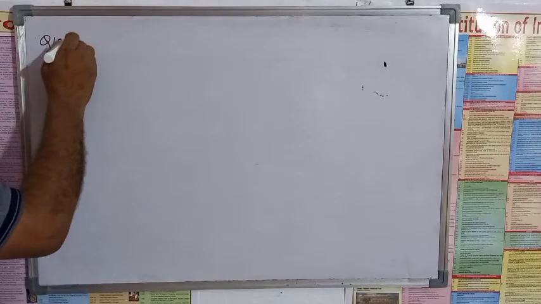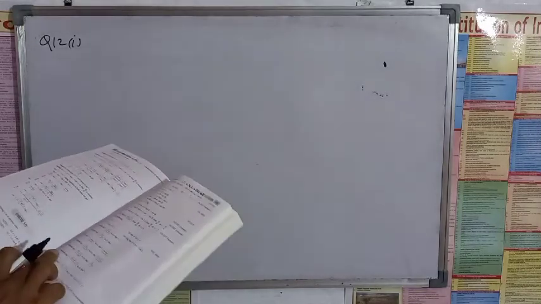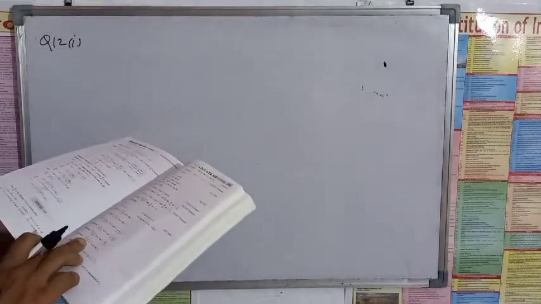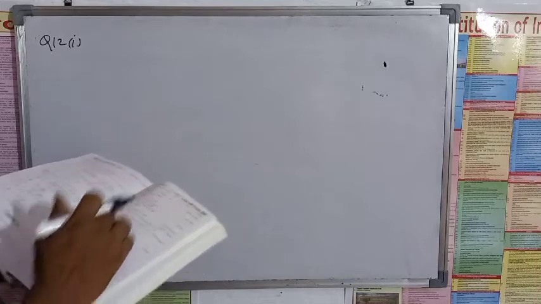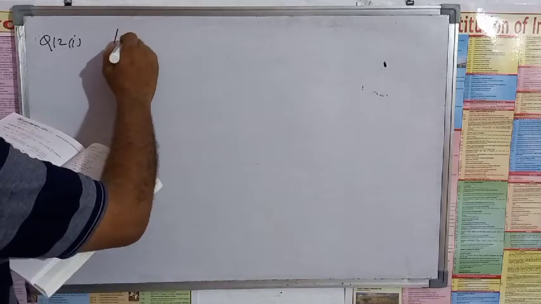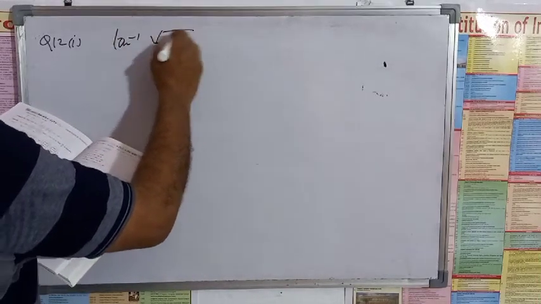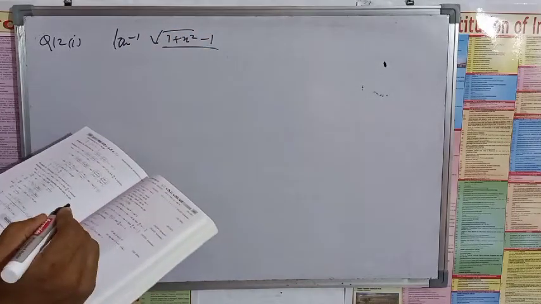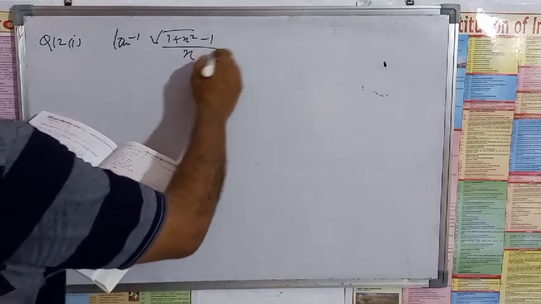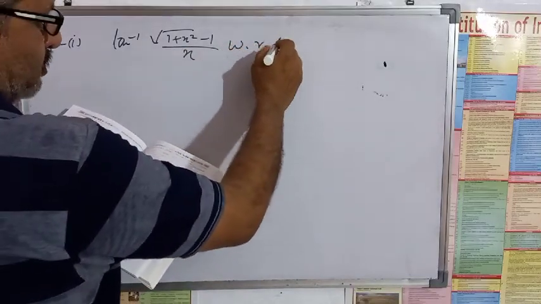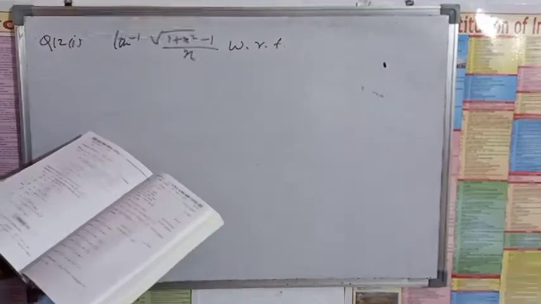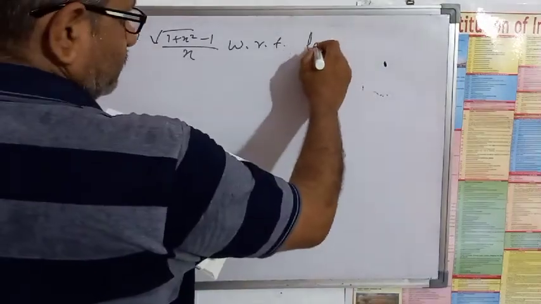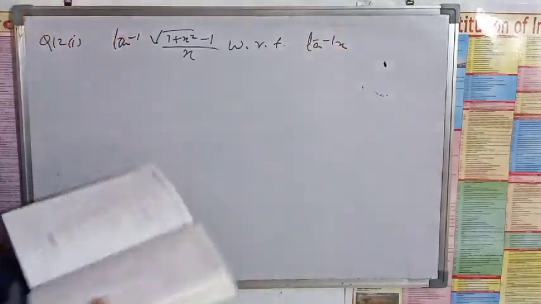So see question number 12 first. Here we have to differentiate tan inverse of (root of 1 plus x square minus 1) upon x, with respect to tan inverse x.